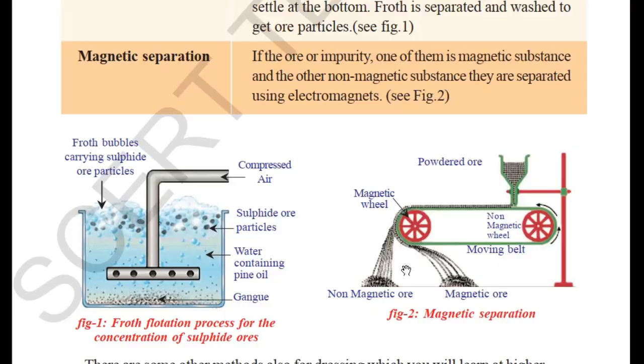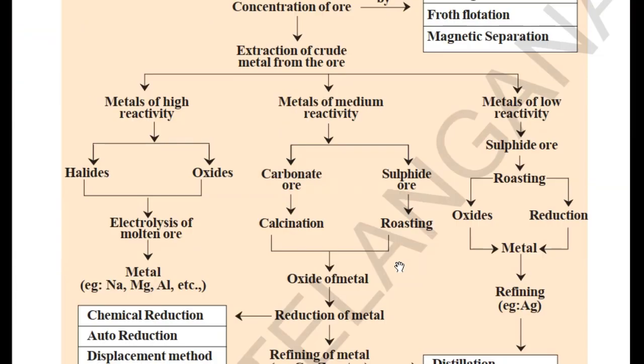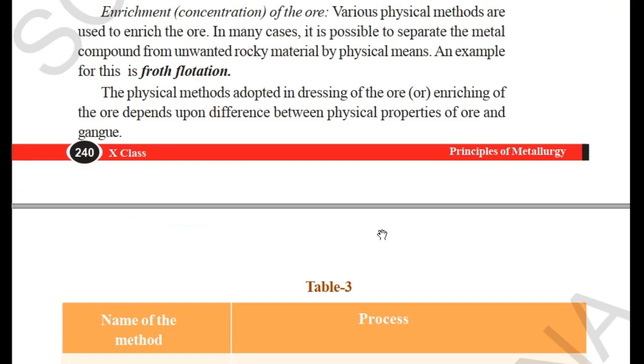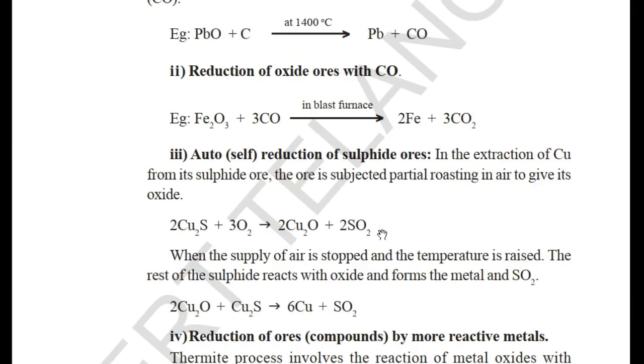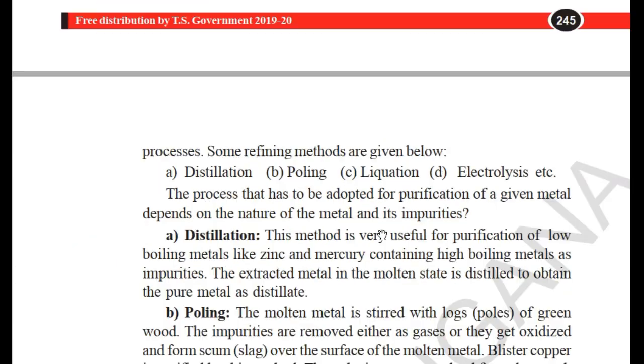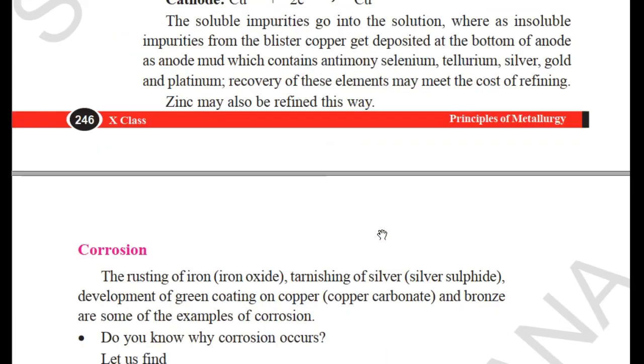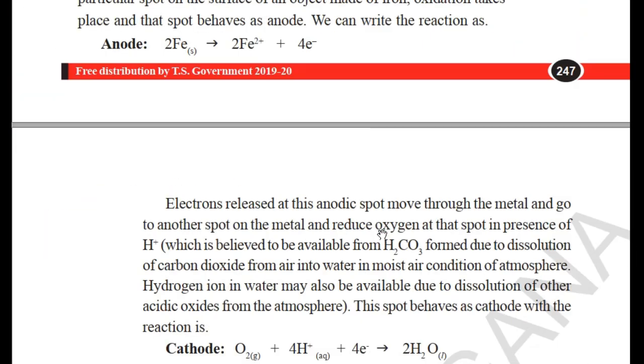Just remember you have two types of methods, calcination and roasting. These are somewhat different from each other, and they are explained at the end of the chapter.